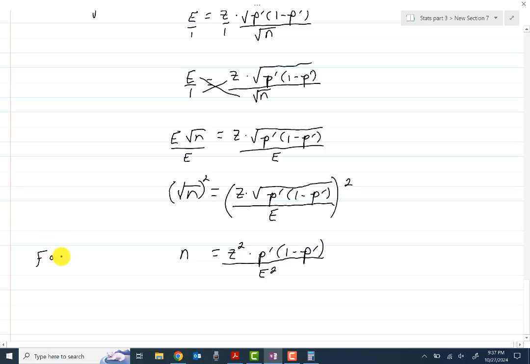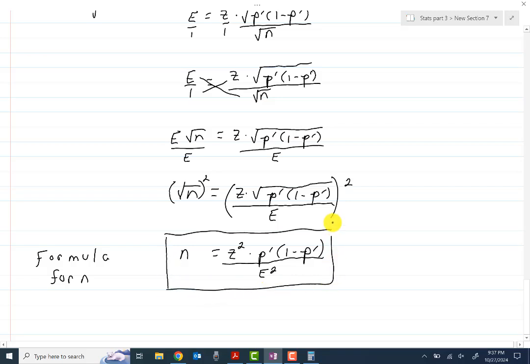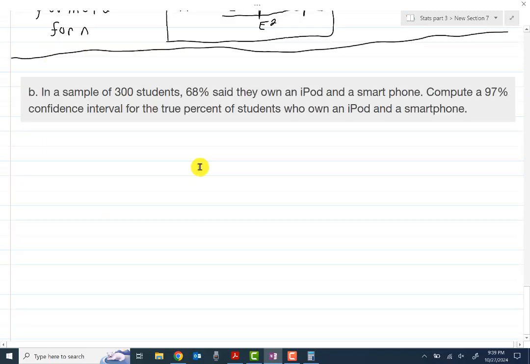So this is my formula for n. It's another one that you're going to want to keep with you. The next example will illustrate it exactly. Now there was a part B to the problem that was seemingly unrelated to the problem itself. Here we have a sample of 300 students, 68%, so p prime, it's easier to work with decimals than any other kind of numbers, so I'll write 0.68, and we want a 97% confidence interval.